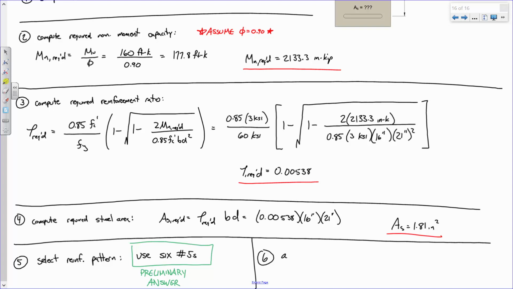So, when I say analyze the trial section, I'm after 3 things, okay? I'm always after 3 things. The first thing I want to do is verify my assumptions.